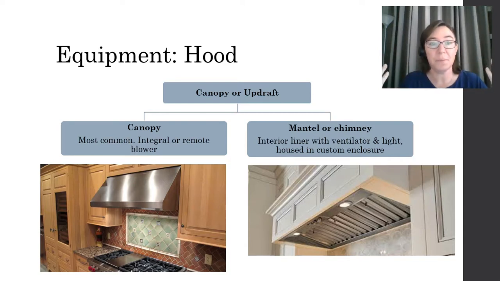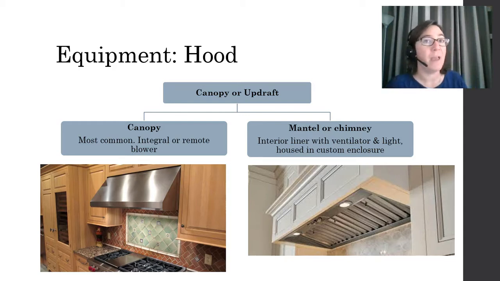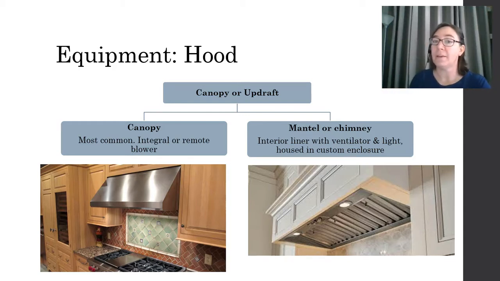Starting with the updraft systems, the most common is your canopy hood, and it can either have an integral blower, a ventilator, the fan inside of it, or it can be remote, located along the duct in the attic or on the roof. So they look like this, a canopy system. You could also have a mantle or chimney system. This is two pieces. There's an interior liner with the ventilator and the light. This is all the technical stuff, but it's not meant to be seen. And that liner is covered or housed in a custom enclosure.